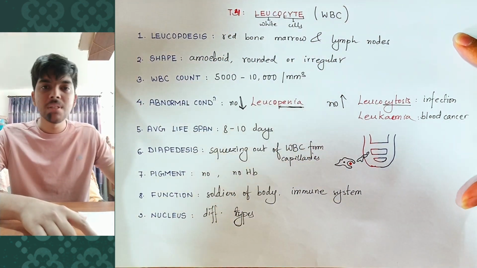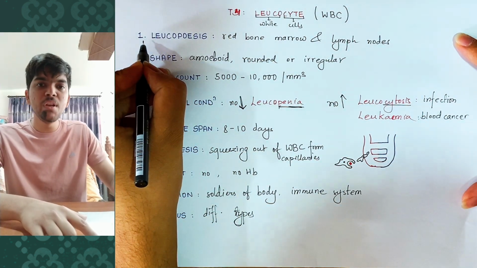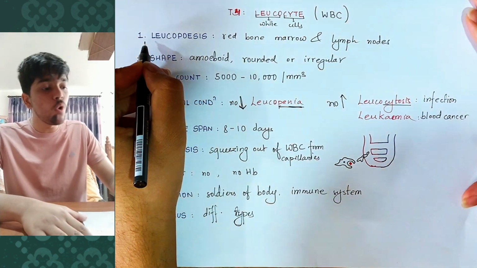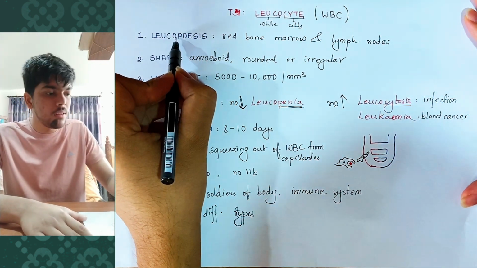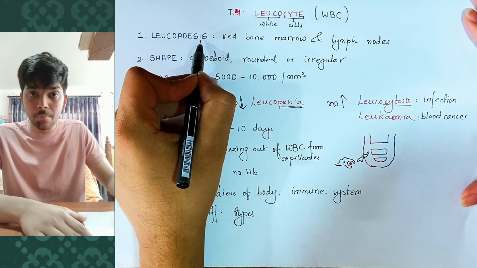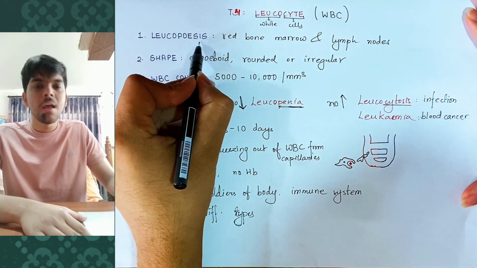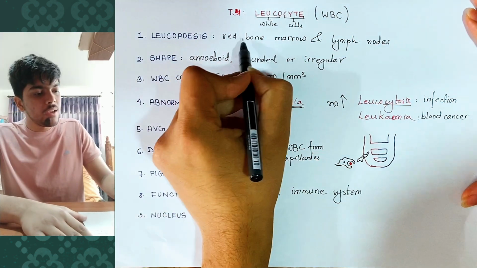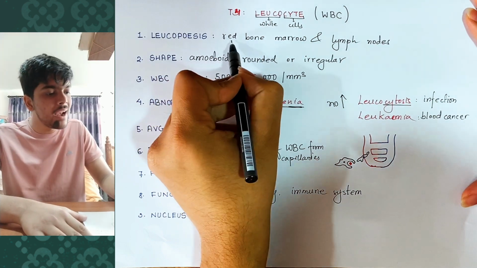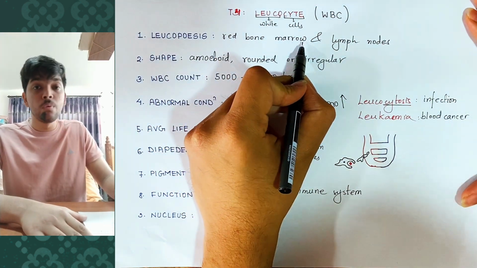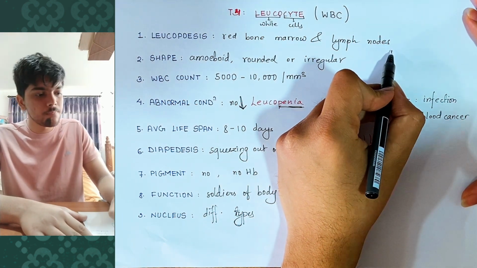Let's look at leukocyte the same way we studied erythrocyte. First, the process by which leukocytes are formed is called leukopoiesis, where leuko refers to leukocyte or white blood cell and poiesis refers to formation. So the formation of leukocyte or white blood cell is leukopoiesis. And leukopoiesis takes place at the same place where erythropoiesis took place, that is red bone marrow. Along with that, lymph nodes also form white blood cells.